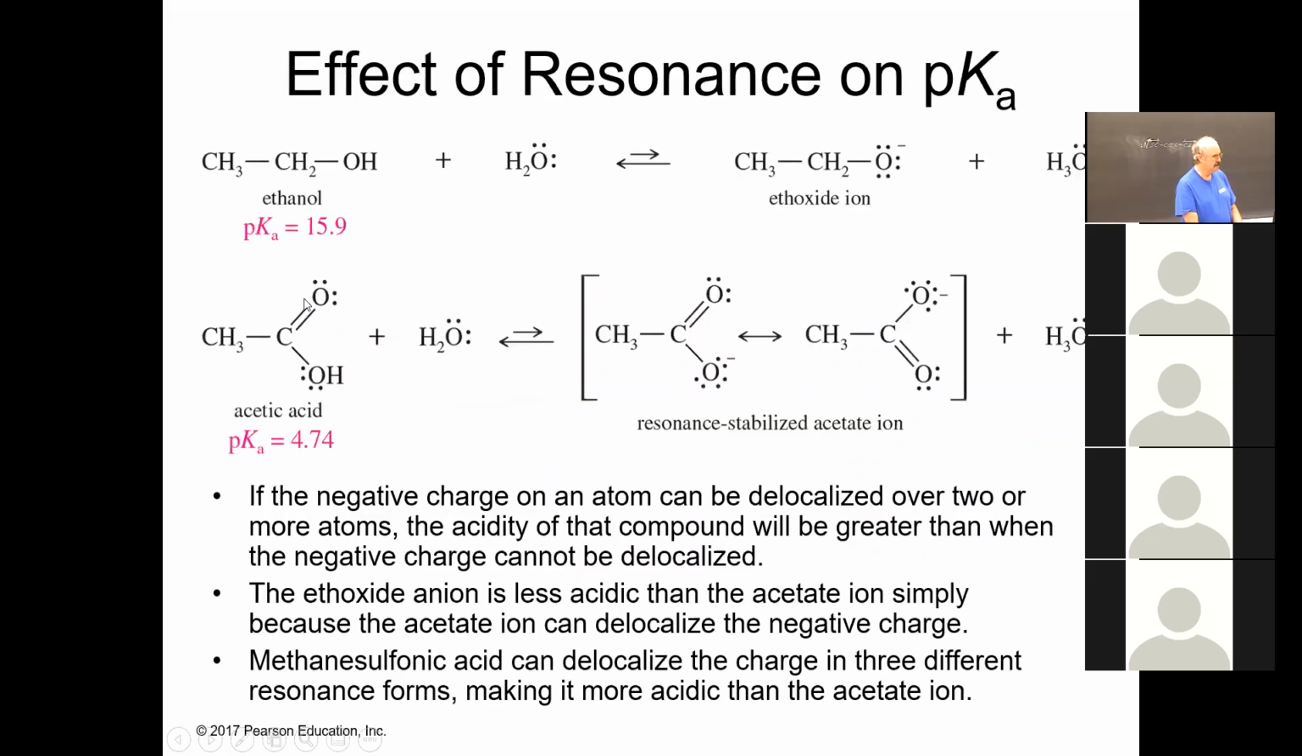Resonance is a very significant factor in acidity, whether we have resonance or not, as illustrated by ethanol and acetic acid. In acetic acid, the conjugate base is resonance stabilized. We can spread out that negative charge. With ethanol, the conjugate base is not resonance stabilized, and so it is about 10 to the 11th times weaker as an acid.